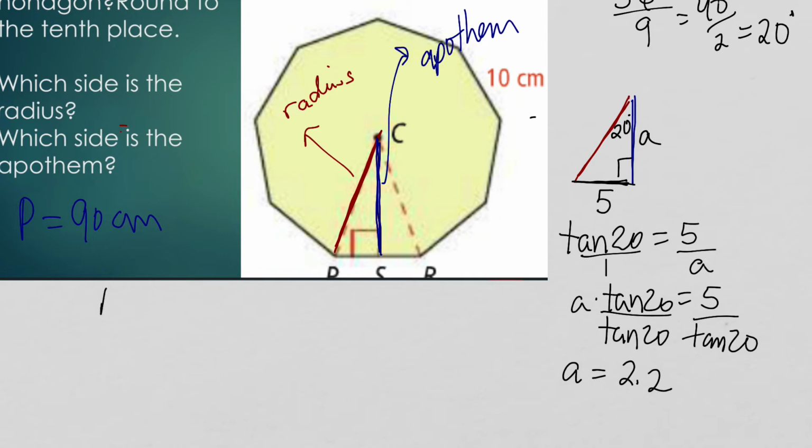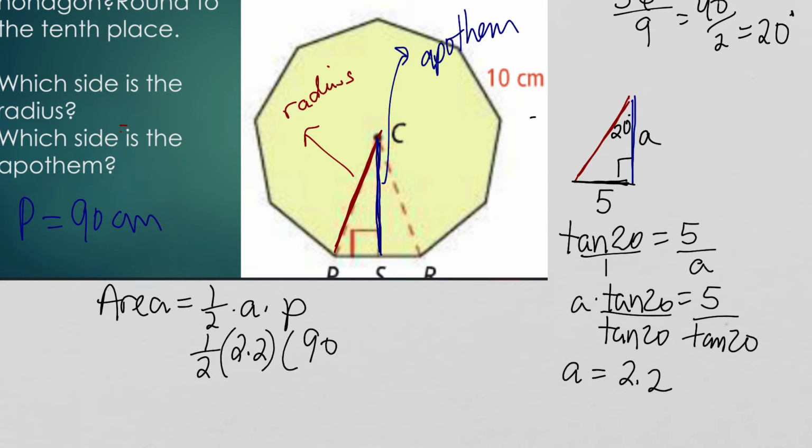So now let's go to our area formula. I think we have everything we need. 1/2 times the apothem times the perimeter. So 1/2 times 2.2 times the perimeter, 90. And I get the area of this nonagon as 99 centimeters squared. So here we had to use trig to find one of the missing pieces for our area. And we have a couple more examples.